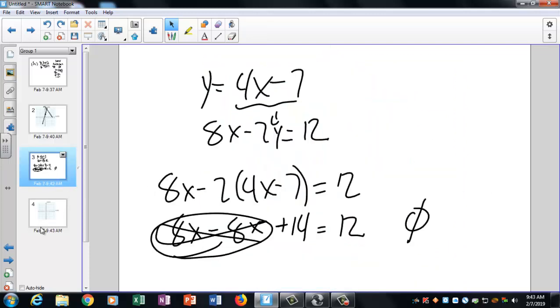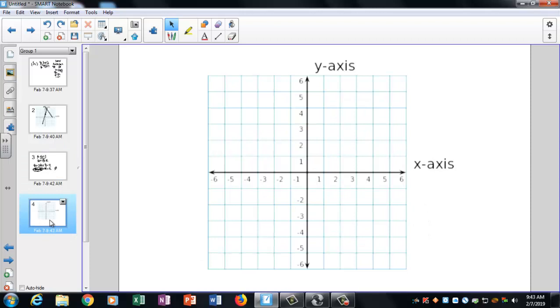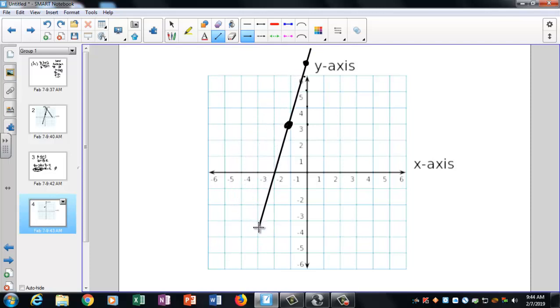We're going to do 4x minus 7, yes? So what does 4x minus 7 look like? Here's 7. 4x would go up 4 over 1, right? So we're going to go up 4 to the right 1. Well, we can't go up 4 right 1 because we're already off the graph. So what are we going to do? Go down 4, left 1. 1, 2, 3, 4, left 1. So we're here. Does that make sense? Now, we're going to draw this line. Does that make sense? Now, let's look at the other one.